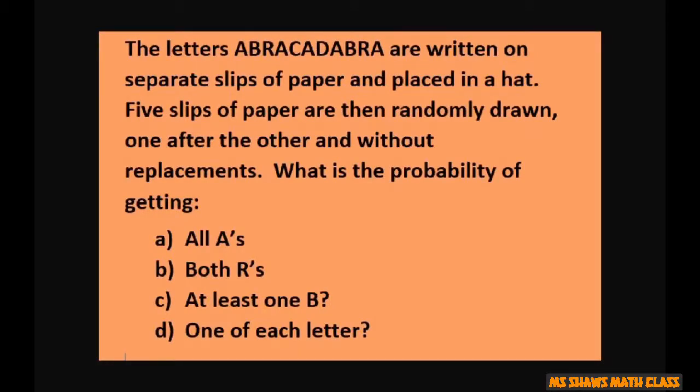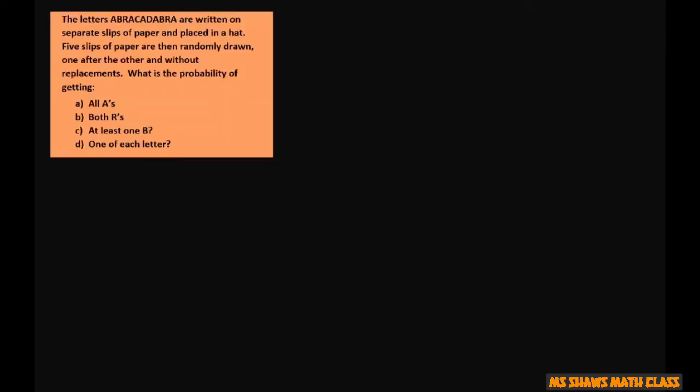The letters ABRACADABRA are written on separate slips of paper and placed in a hat. 5 slips of paper are then randomly drawn, one after the other and without replacement. What is the probability of getting all A's, both R's, at least one B, and one of each letter? So we're going to do all 4 of those problems. So the first one is all A's.